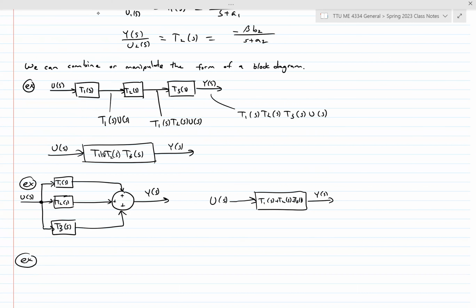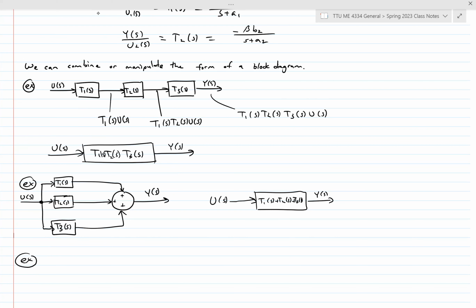So U of S doesn't go in a box. Is that what you're saying? But I'm saying that you should never put U of S in a block itself, right? That's something that we need to keep in mind. U is a signal, Y is a signal. Those do not go in blocks, right? Because they're time varying.